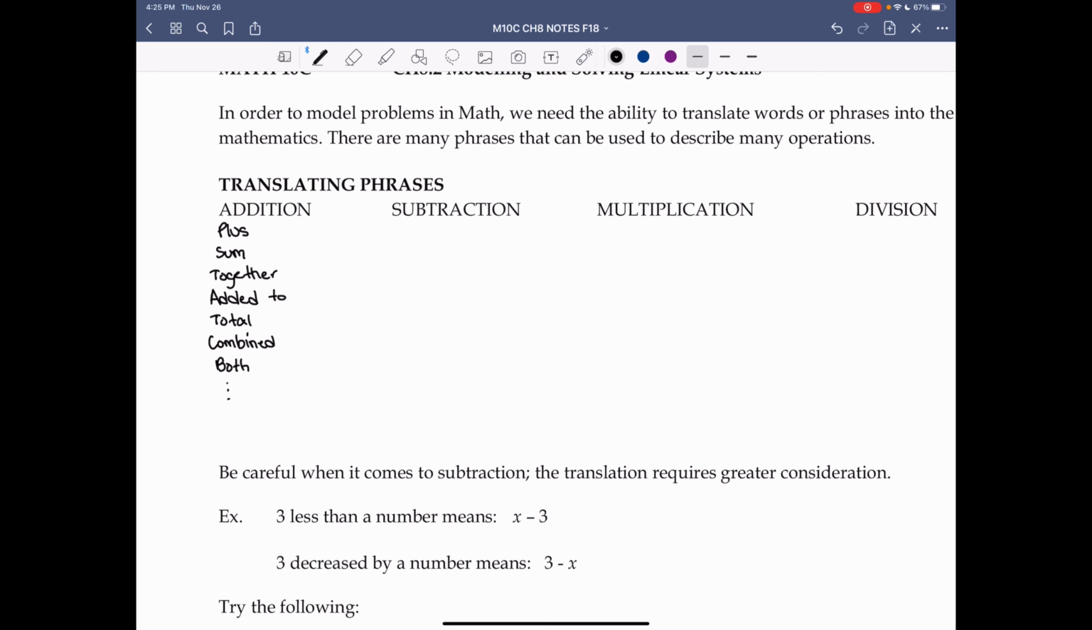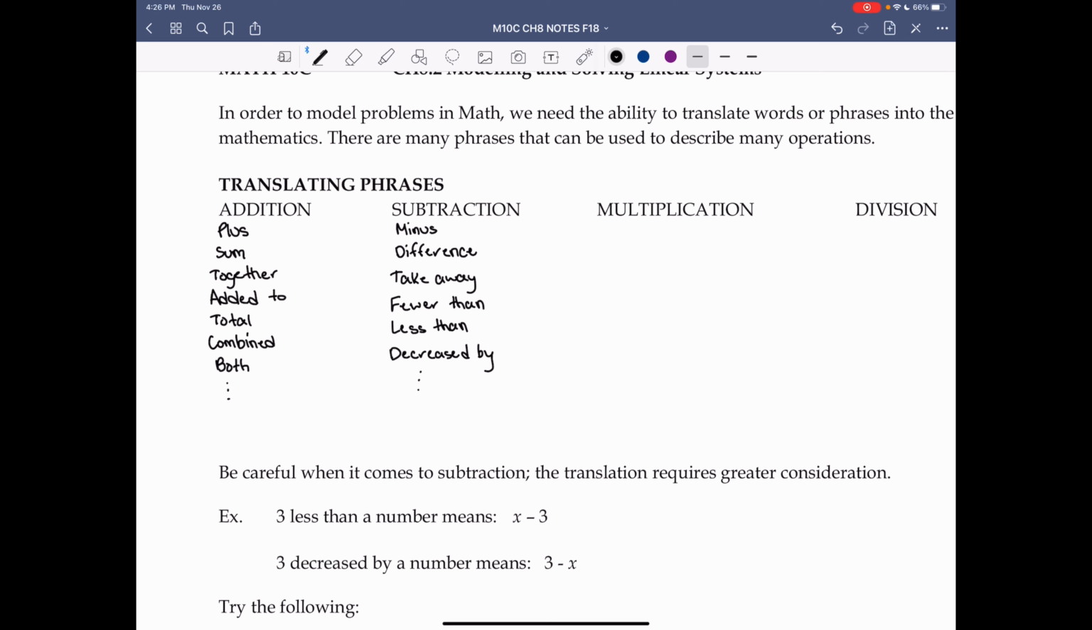Some words and phrases for subtraction. We have minus, difference, take away, fewer than, less than, decreased by, and many more.